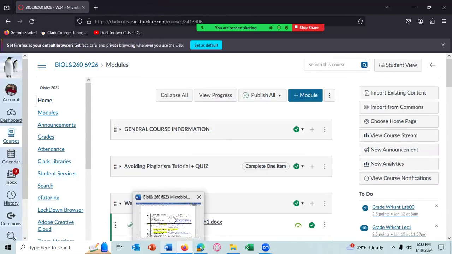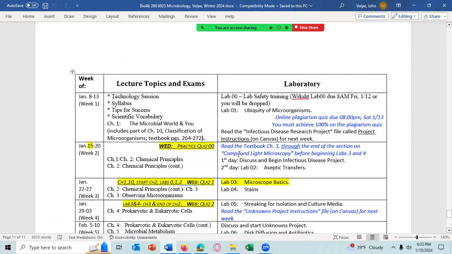If not, let's go ahead and talk about what we're going to be doing. Today, we're going to be doing Lab 01, the ubiquity of microorganisms. Remember that you need to turn in Lab 00 by 8 a.m. Friday, January 12th. If that is not in, and then I go and look to see who is attending this class, if you do not have the worksheet for Lab 00 in, I will drop you from the class.